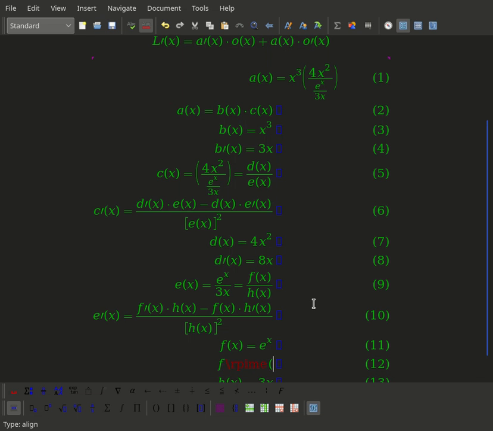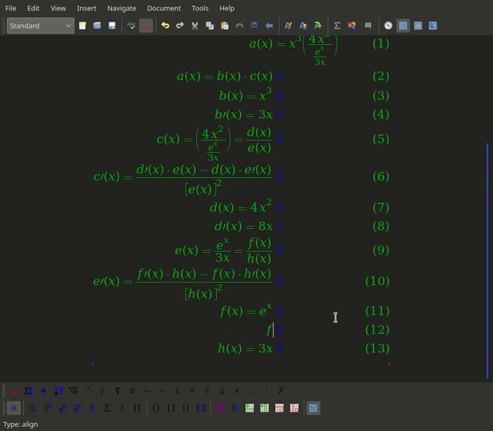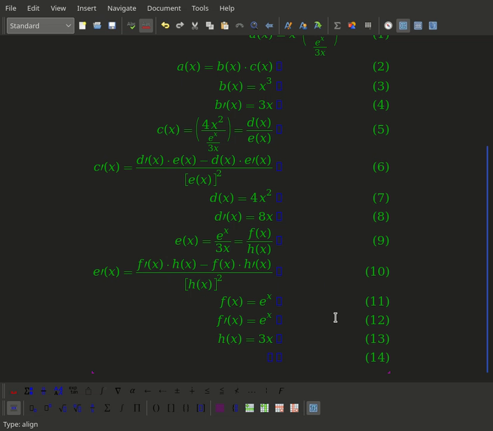F prime of x, whoops, lost my cursor. F prime of x is equal to e to the x again, because the exponent rule is basically natural log of e to the x. Natural log of e is 1, so it simplifies down into e to the x. And I made a mess. Okay. And h of x is 3x, so h prime is equal to 3. That one's fairly easy.